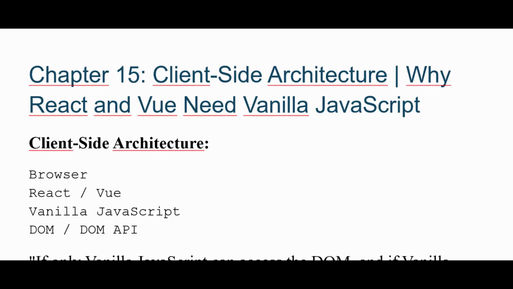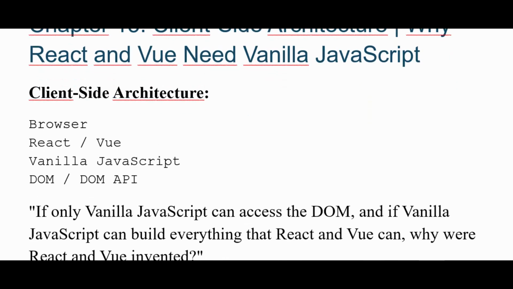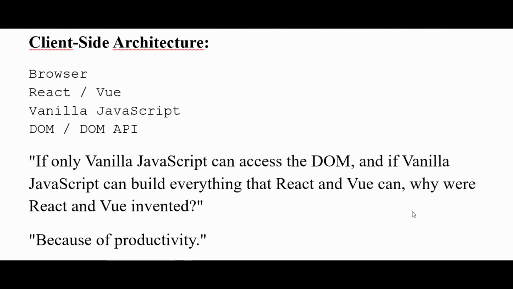Client-side architecture: browser, React, Vue, Vanilla JavaScript, DOM API. If only Vanilla JavaScript can access the DOM, and if Vanilla JavaScript can build everything that React and Vue can, why were React and Vue invented?